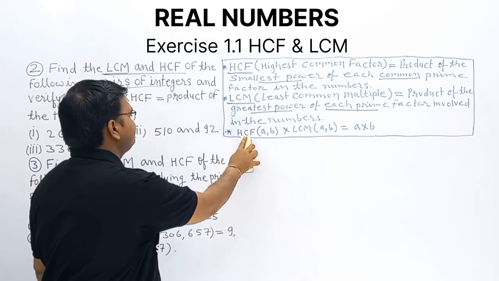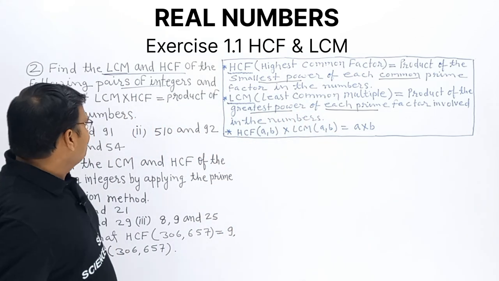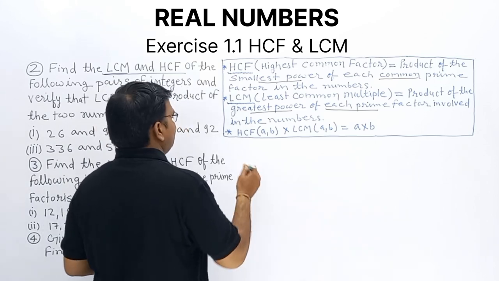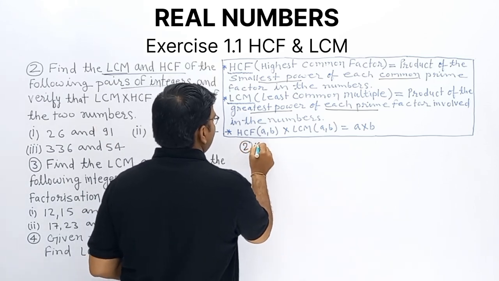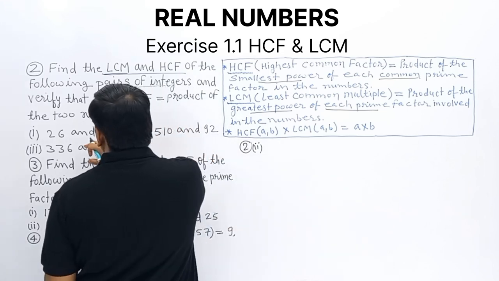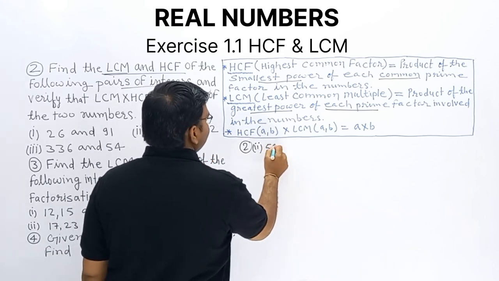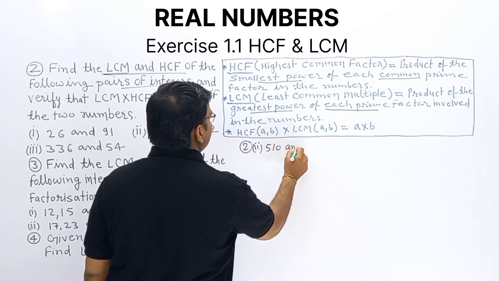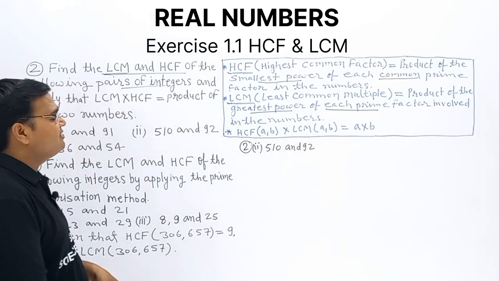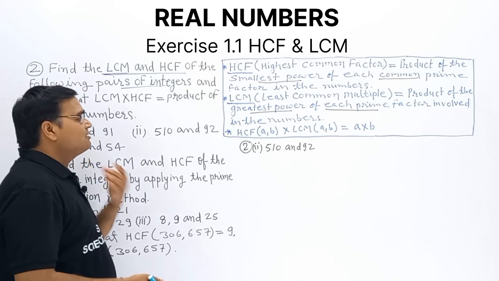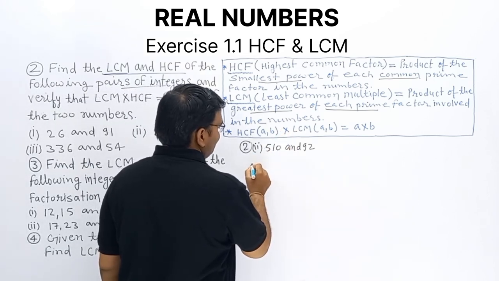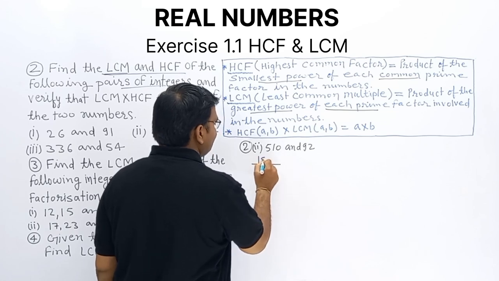Question number second one. What is the question? The question is 510 and 92. So we will follow the same process. First find the prime factors, then we will find HCF and LCM. So I am using the long division method.